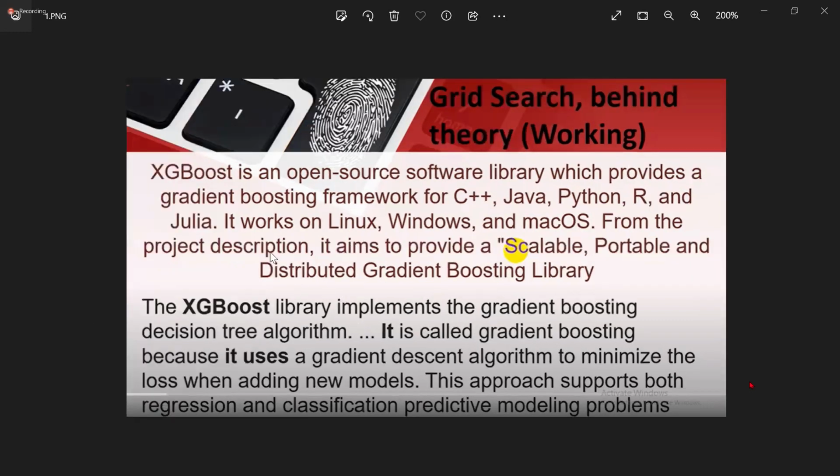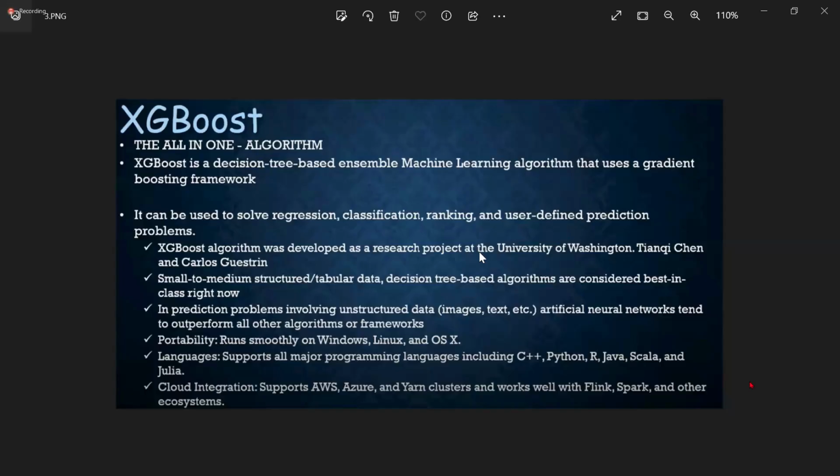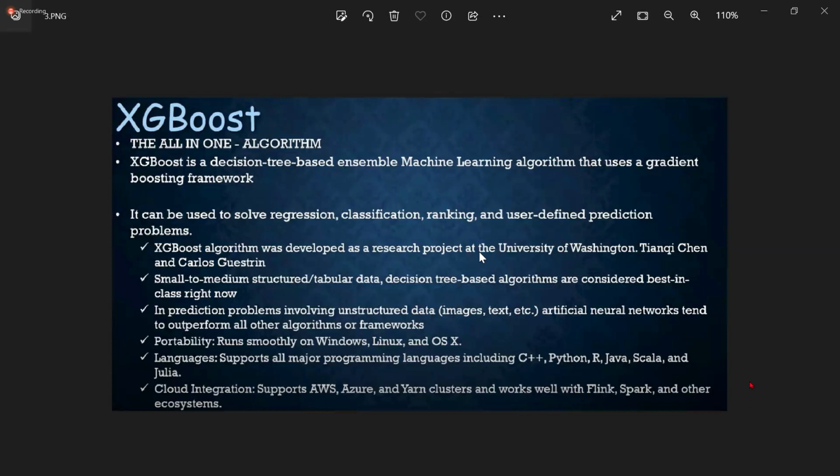Now the next step. XGBoost is a decision tree ensemble machine learning algorithm that uses the gradient boosting framework. The XGBoost algorithm was developed as a research project at the University of Washington, by the researchers or scientists who created it. It supports programming languages like C++, Python, R, Java, Scala, and Julia as well.